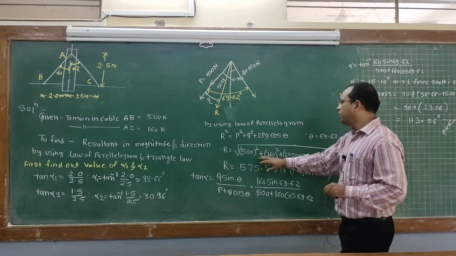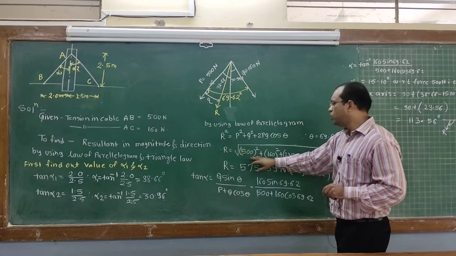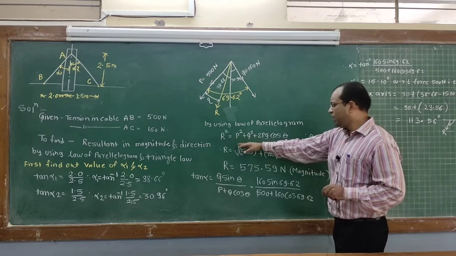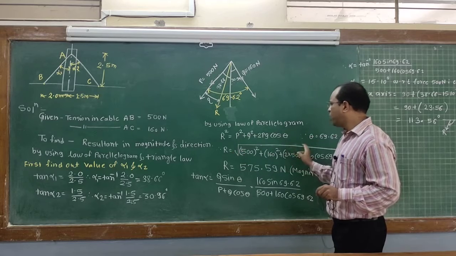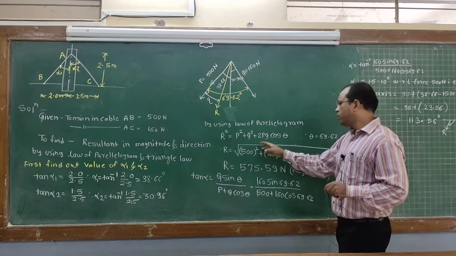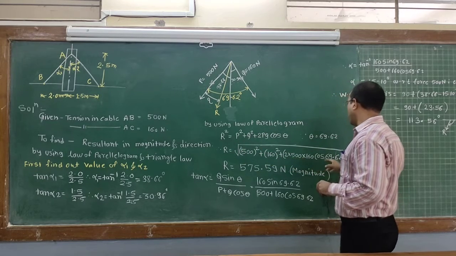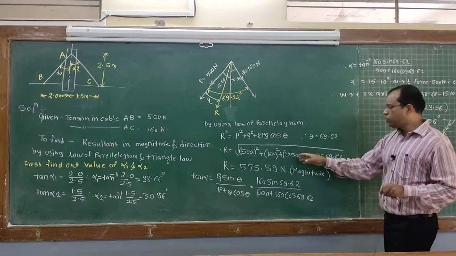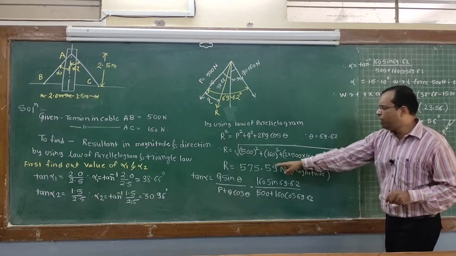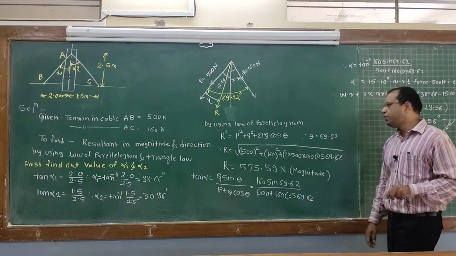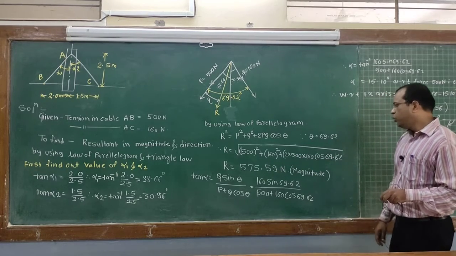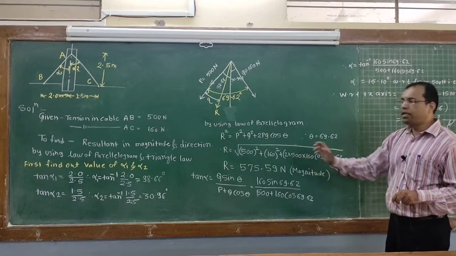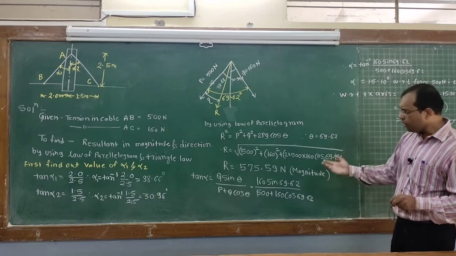So substitute all the values in this equation. In order to find out R, I will take the square root of all these terms: P square plus Q square plus twice of PQ cos of theta, that is 69.62. If you substitute all the values, you will get the value of R, that is 575.59 Newton. That is the magnitude of the resultant, now known to us.